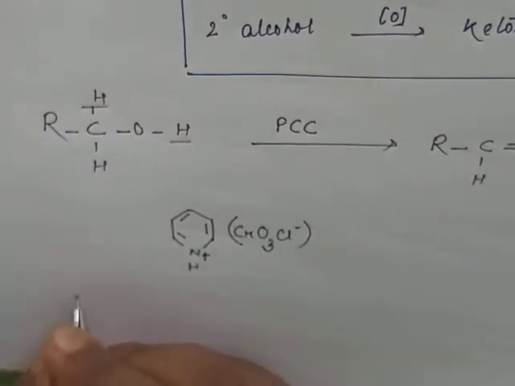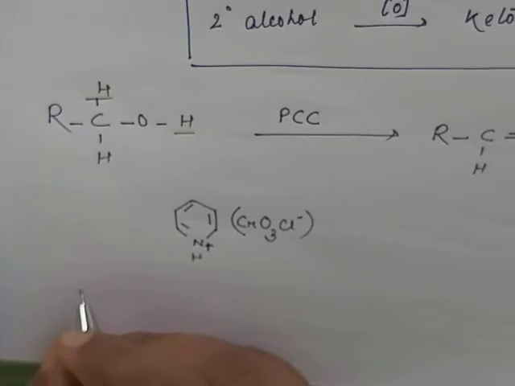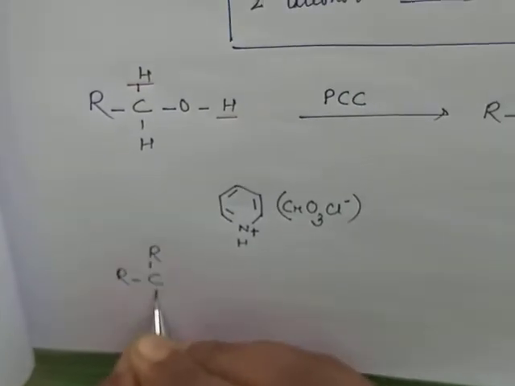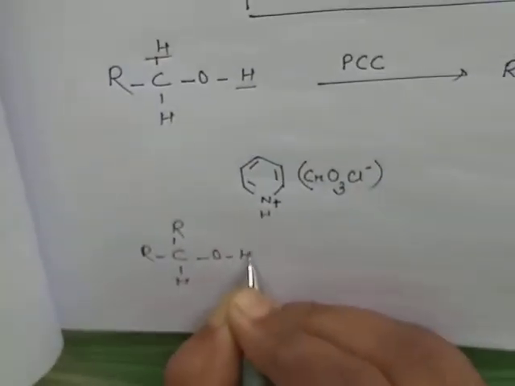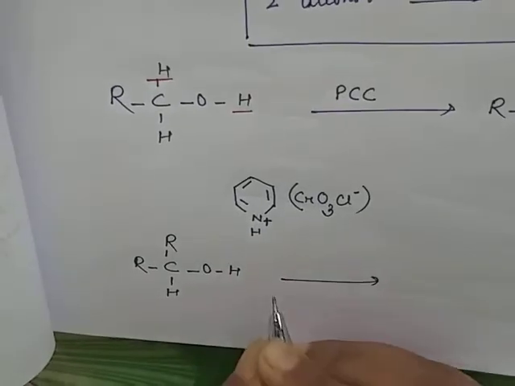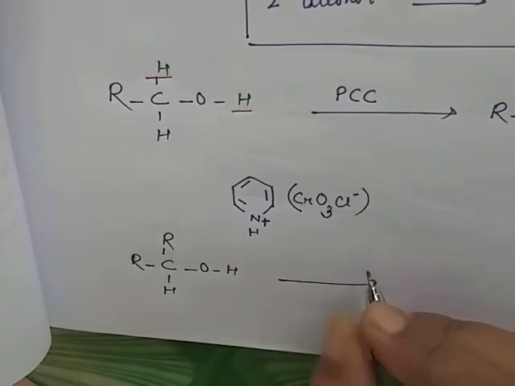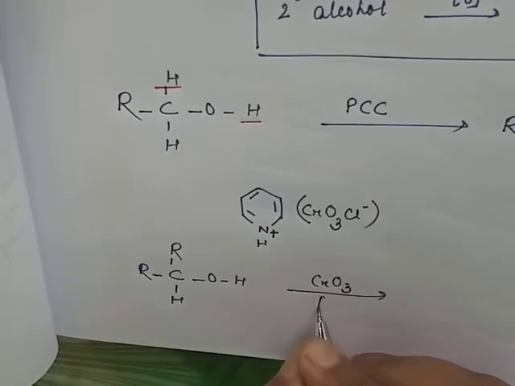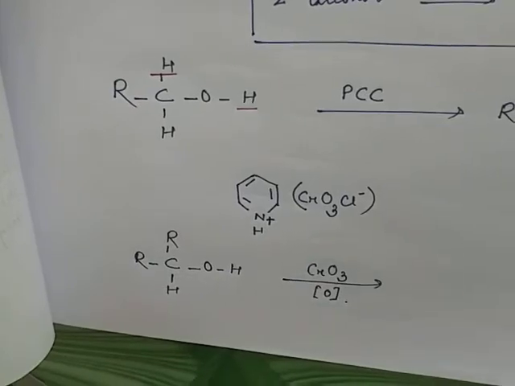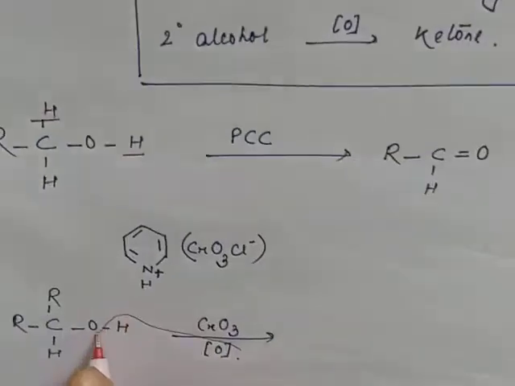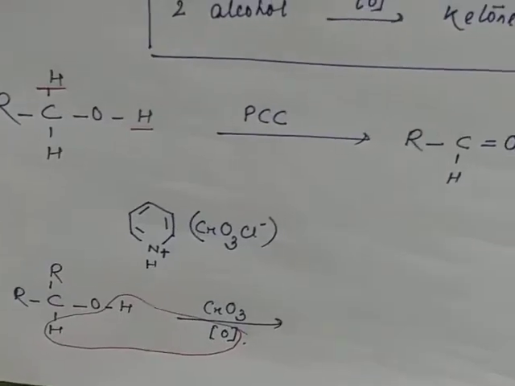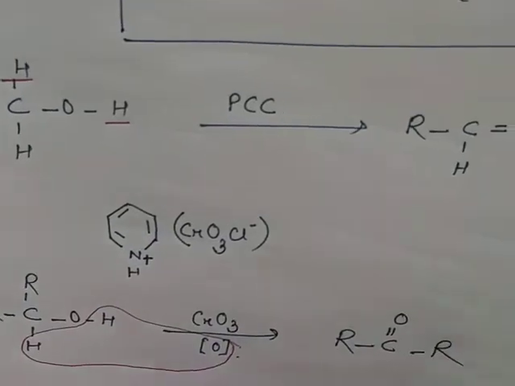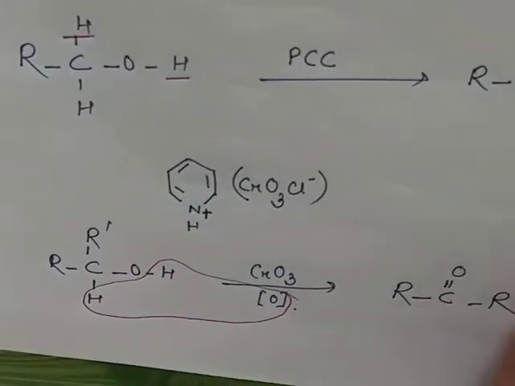If a secondary alcohol is there, that is R-CH(OH)-R', it requires a relatively stronger oxidizing agent, CrO3 in presence of H plus. So this nascent oxygen actually takes up these 2 hydrogens and forms ketone. This R and R' may be same or may be different.